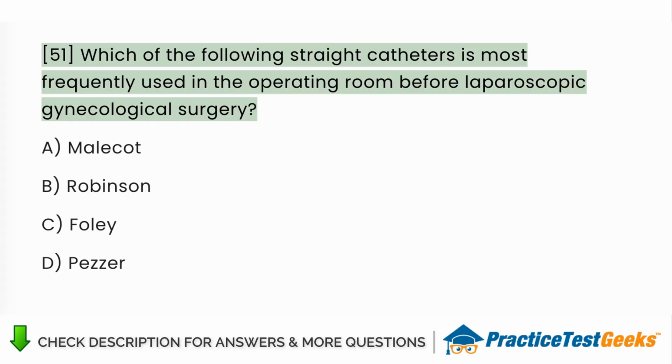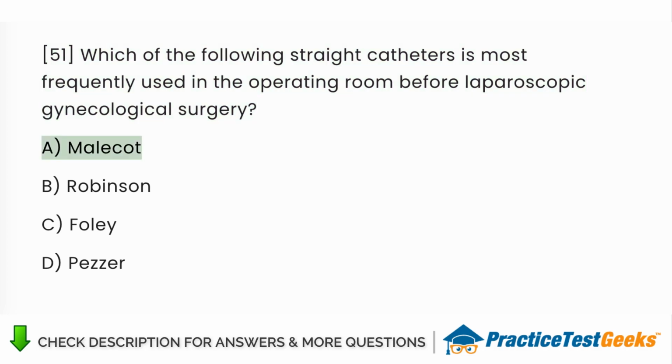Which of the following straight catheters is most frequently used in the operating room before laparoscopic gynecological surgery? A. Malacot. B. Robinson. C. Foley. D. Pezzer.